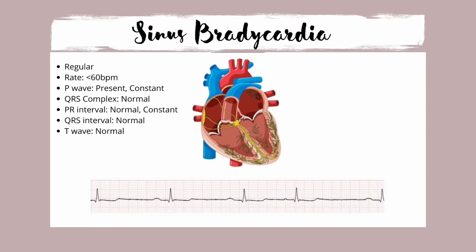Sinus bradycardia. Sinus bradycardia is a sinus node dysfunction with a rate that is lower than normal. Characteristics of sinus bradycardia. RR intervals are constant and regular. The rate is less than 60 bpm but not usually less than 40 bpm. All waveforms are present, and there is one P wave to each QRS complex.